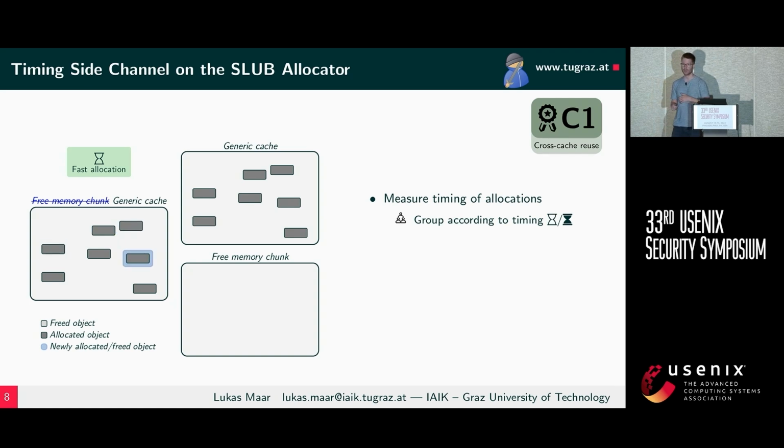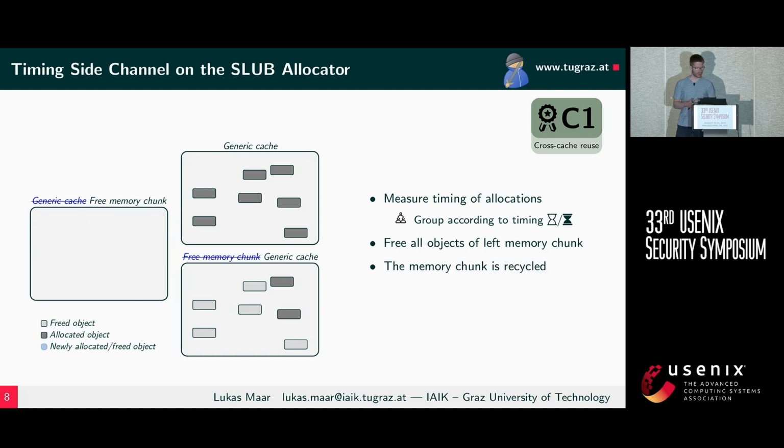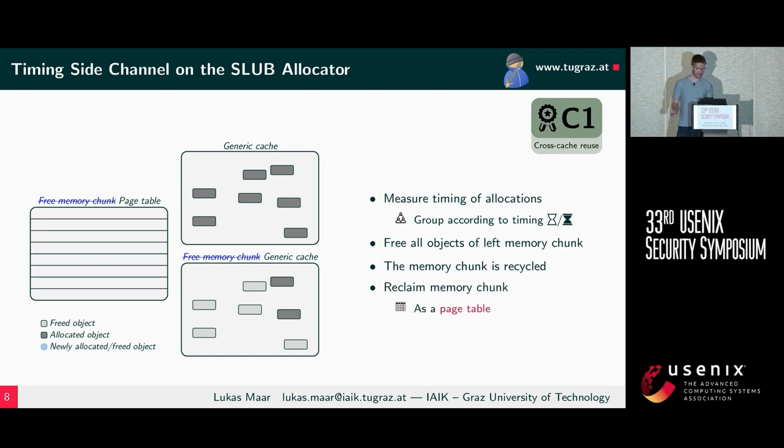doesn't have free and available objects left. Therefore, the next allocation will be slow again. This allows us to know that all of these objects are located within one memory chunk. Therefore, we can free all of these objects to prompt the kernel to recycle this memory chunk, and then we reclaim this memory chunk as a page table.